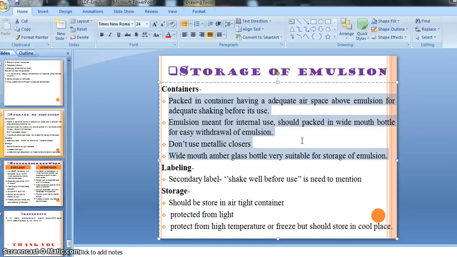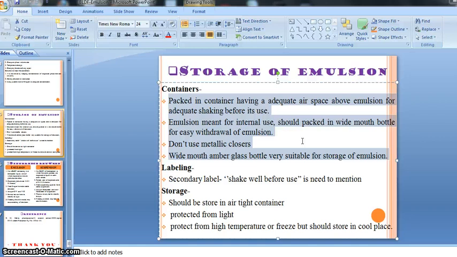So this is the storage condition of our emulsion, meaning our selection of the container, and what we should not use. Avoid using metallic kinds of closures, right? And there is a need for adequate air space above the emulsion for the shaking purpose.